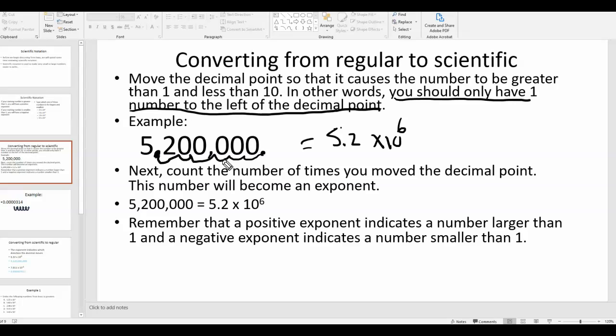Positive exponent means a big number, bigger than 1. Negative exponent means a number smaller than 1. Do keep in mind, a negative exponent doesn't mean you have a negative number. It just means you have a number less than 1, so that means you have a small decimal number. Pause it there if you need to look at that some more.